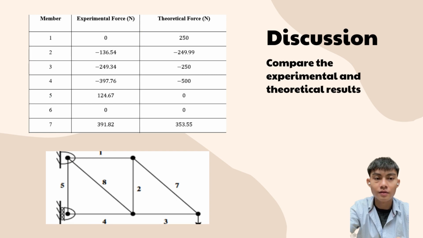For the back part, the discussion of this experiment, we can see clearly in the diagram that there is one redundant member in this structure. So in the first discussion, we need to compare the experimental and theoretical results. Since there is one redundant member, the experimental force and theoretical force we calculated are recorded in the table. We can see clearly, for example, member 1, we get the experimental force is 0, but using the formula, the theoretical force we get is 250 newtons.